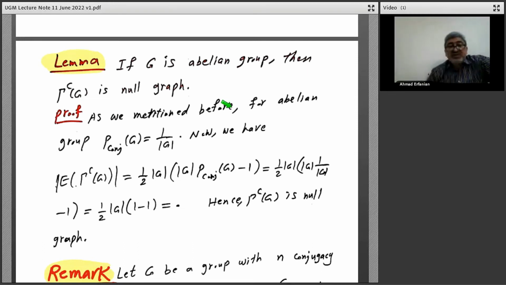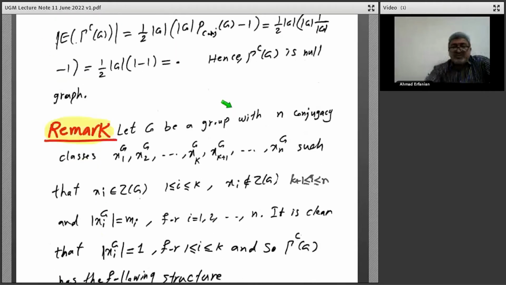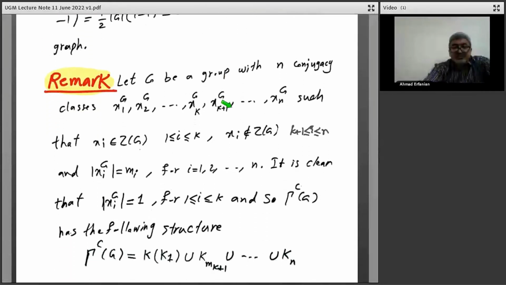Here is a simple lemma that states if G is an abelian group, then the conjugate graph is a null graph. It means that we don't have any edge, because if the group G is abelian, each conjugacy class is a singleton set. So we don't have any edge between them. So the number of edges is 0.